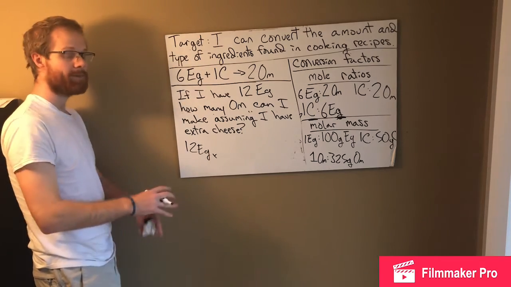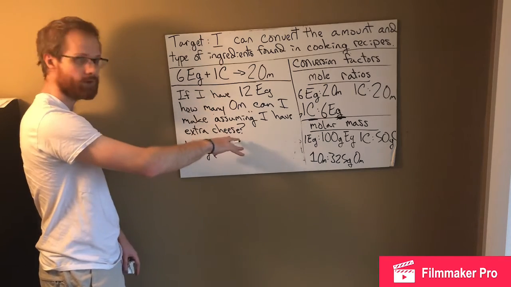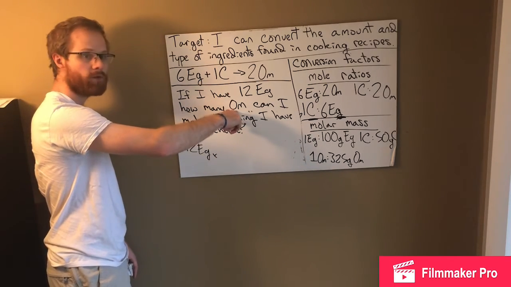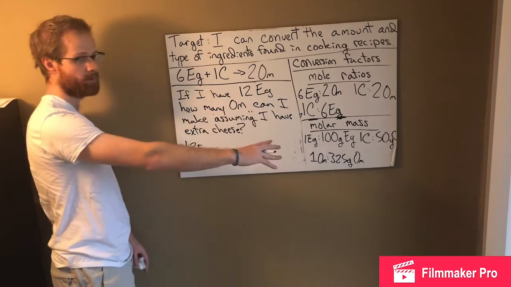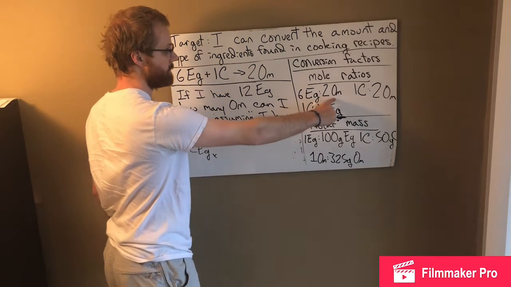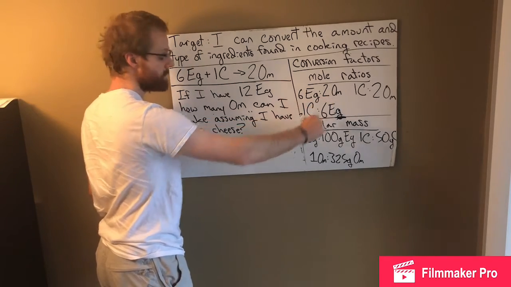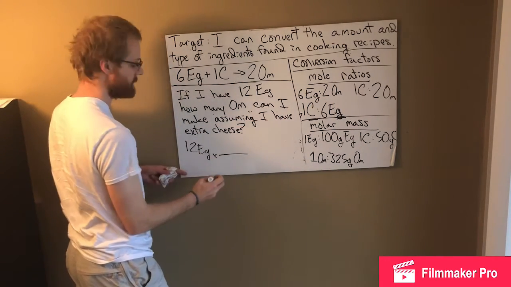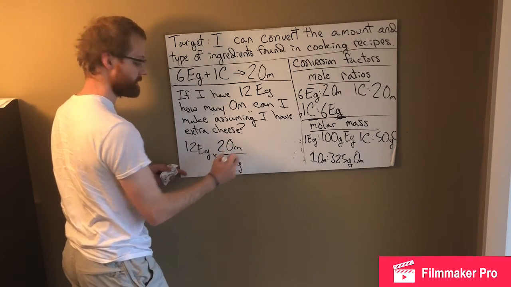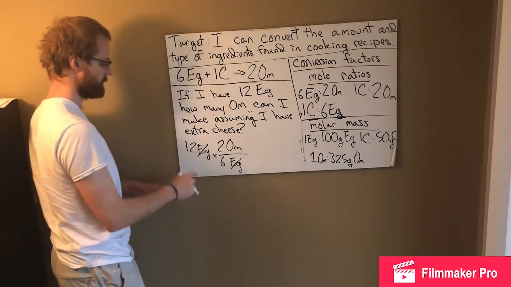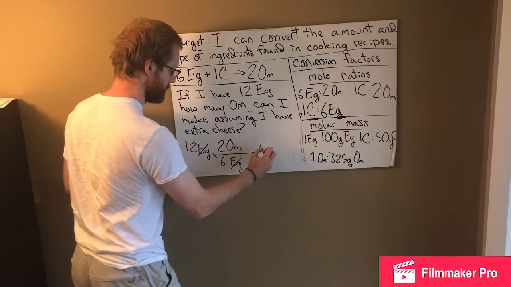So once again, I'm not comparing grams at all. There's no grams. The word gram never appears anywhere in this question. I'm comparing an amount in moles or an amount in omelets to an amount in eggs. Omelets and eggs, those are my units. So I'm just going to use the conversion factor that has the amount of eggs and the amount of omelets. 6 eggs to 2 omelets. So what I can do is I can put 6 eggs on the bottom. I can put 2 omelets on the top. My eggs cancel out. 12 times 2 is 24, divided by 6 is 4 omelets.